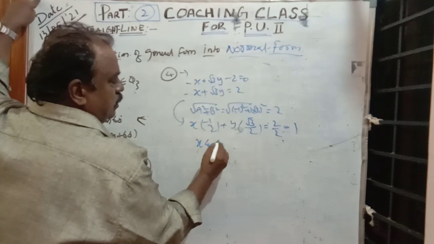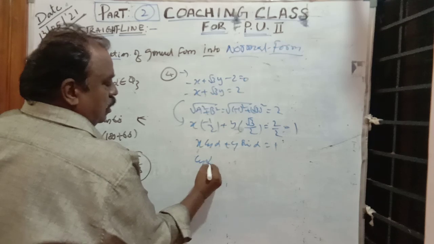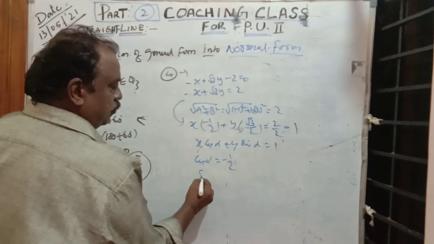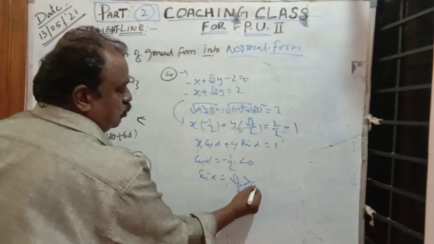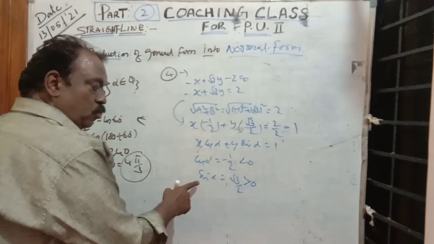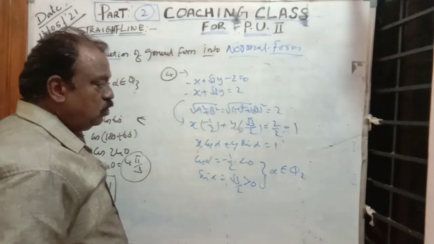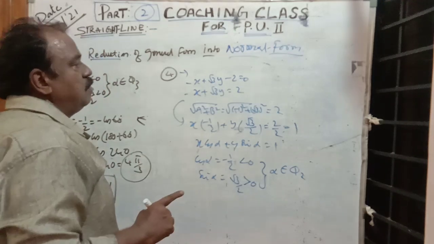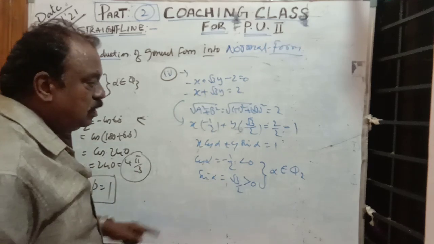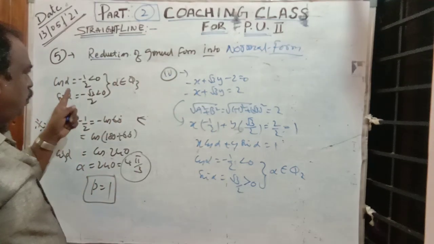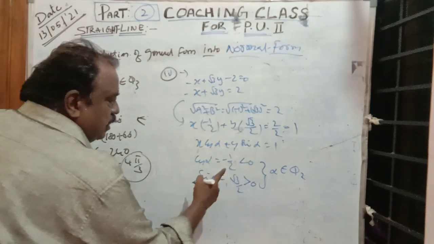Here it is x cos alpha plus y sin alpha is equal to 1. Cos alpha is equal to minus 1 by 2. Sin alpha is equal to root 3 by 2. It is negative, it is positive. Cos is negative, sin is positive means alpha belongs to Q2. Now, in the second example, don't confuse, that is the third quadrant, this one. Both are negatives, third quadrant.